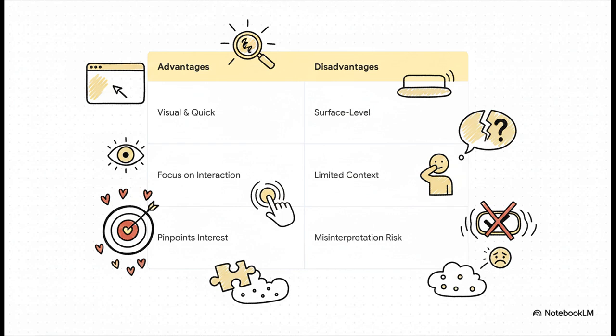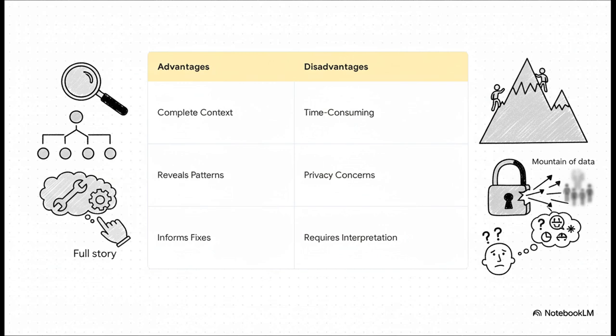But that's also its biggest weakness. It gives you surface-level insights. You can see that everyone is clicking a button, but you have no earthly idea why. A giant red hotspot on a broken link could look like high interest, when really, it's just a whole lot of user frustration. Now on the flip side, you've got session replays.